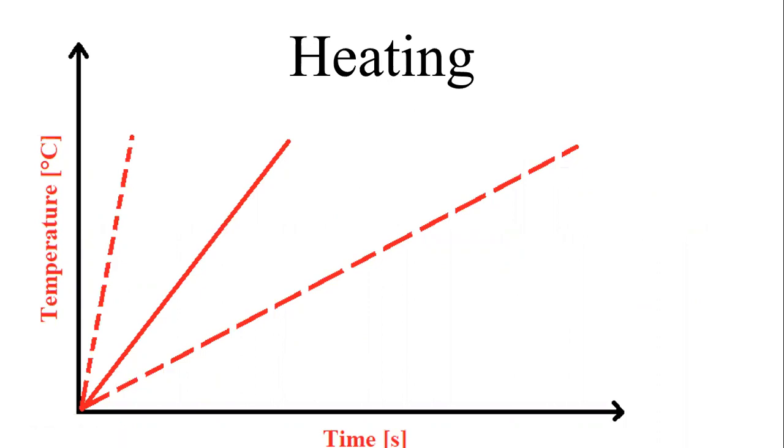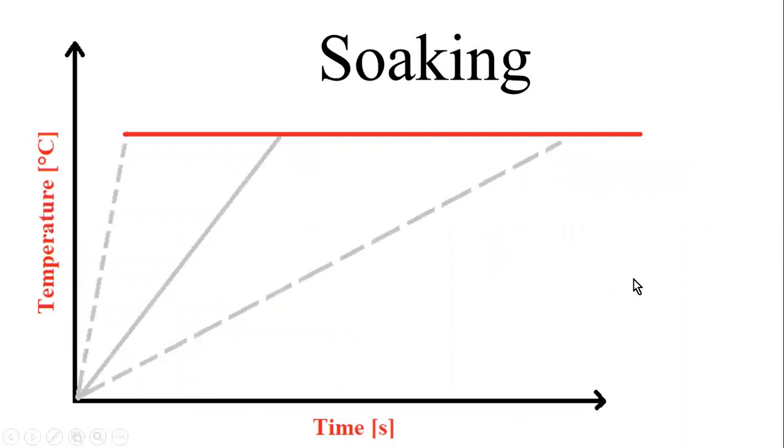It can be done in a quick way, as you can see, a moderate rate, or a very slow heating, okay? So you have here the temperature and you have the time. So the first thing that you're going to have in a thermal treatment is the heating. Next, you're going to have the soaking.